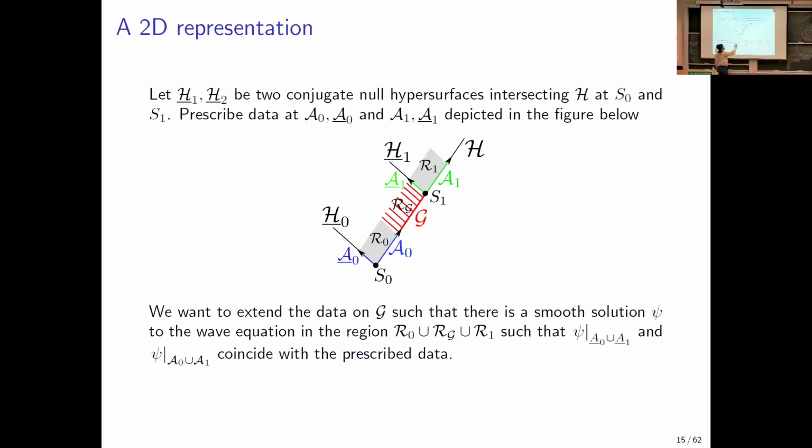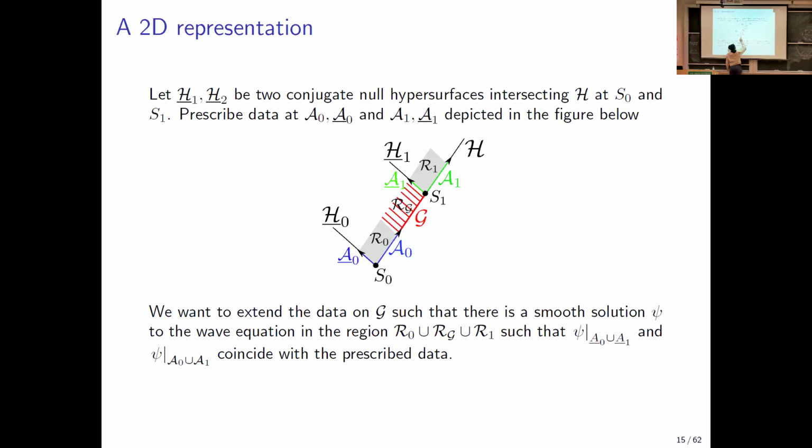If you consider data here and here in the blue pieces, and on the green pieces, then by the characteristic theorem, you have a solution to your field equations, whatever equations you consider, in this region and in this region. Okay, and now one gluing problem, the most honest version of the gluing problem, would be: if you have data here and here, you have a solution here. If you have data here and here, you have a solution here.